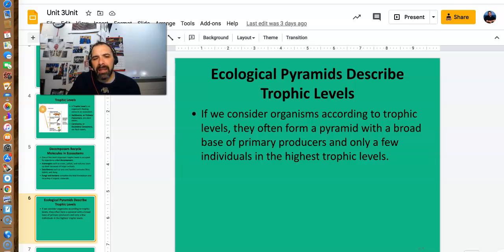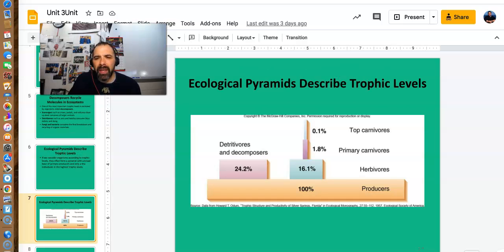So when we look at trophic levels, we have to talk about these ecological pyramids. An ecological pyramid essentially describes the trophic levels. Here we see an ecological pyramid showing the amount of available energy or a percentage of material. Producers have 100% due to photosynthesis. We go to herbivores, primary consumers, and the top carnivores. As you can see, as we move up each level, we lose a percentage of available energy or material.